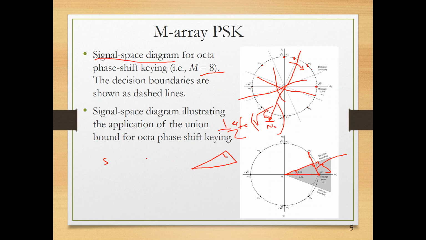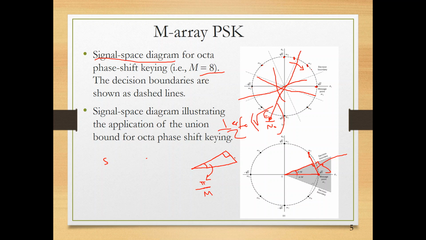This is 90, and this angle is pi over M. Why pi over M? Why not 2 pi over M? Because I'm halving it. Here pi over M and here pi over M. When you sum them, 2 pi over M. Because I'm taking only one triangle. The other one is reciprocal to it.